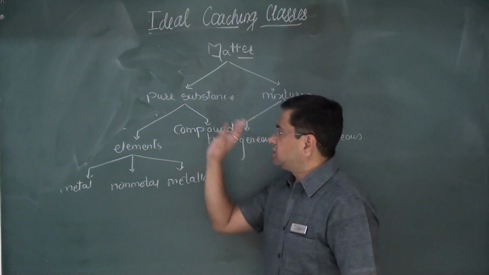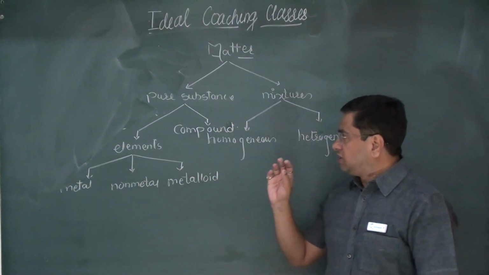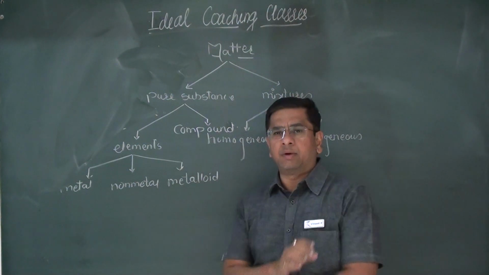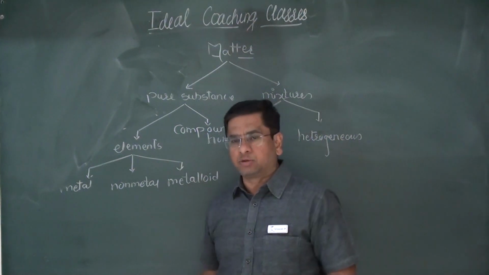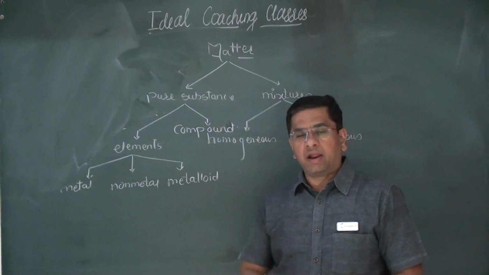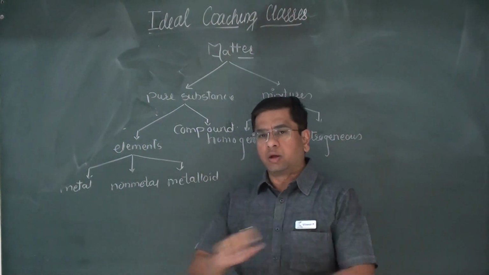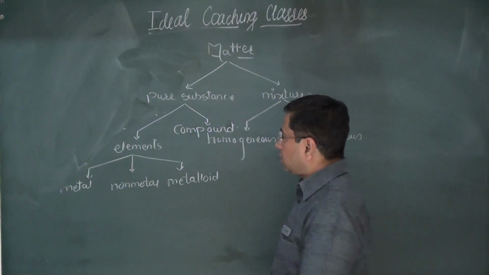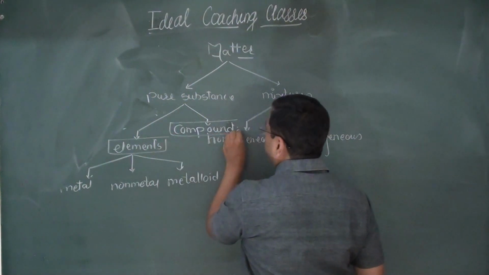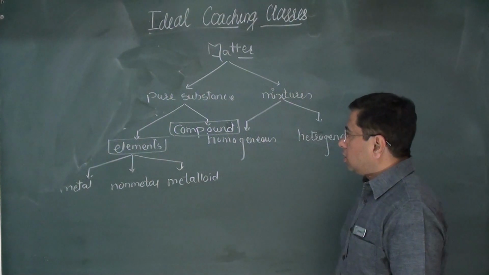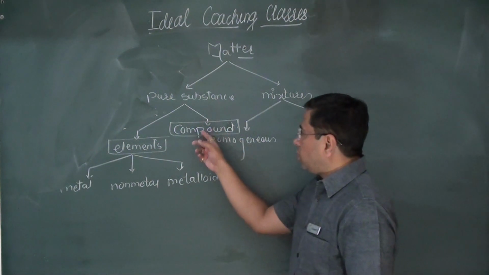So a pure substance is a substance which has the same constituents throughout. Pure gold will have nothing but gold atoms throughout, and pure water will have nothing but H2O molecules throughout. Fine. This can be further divided into element and compound. So what is a compound and what is an element?